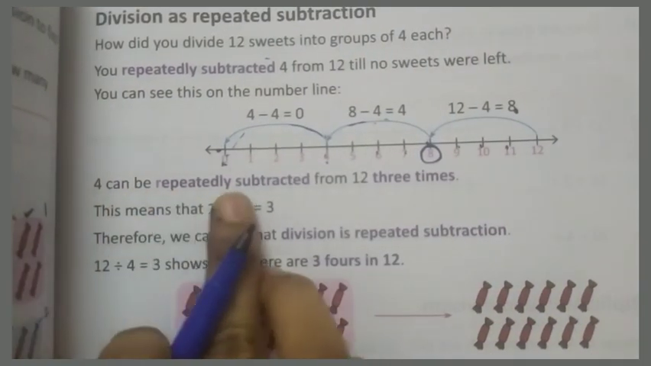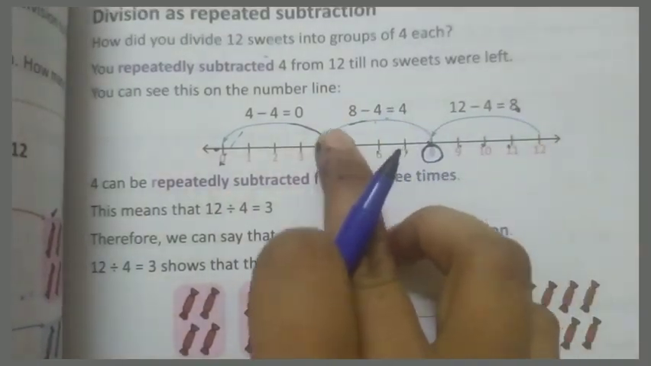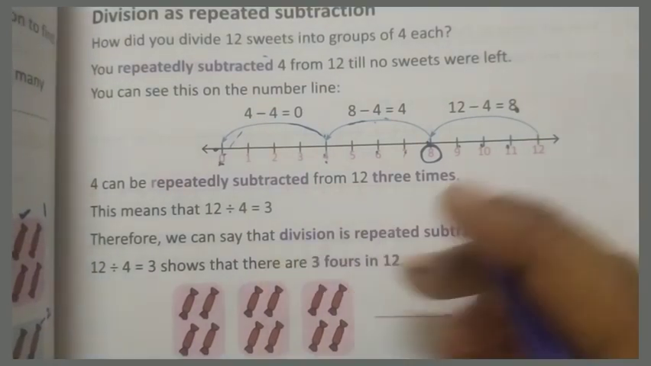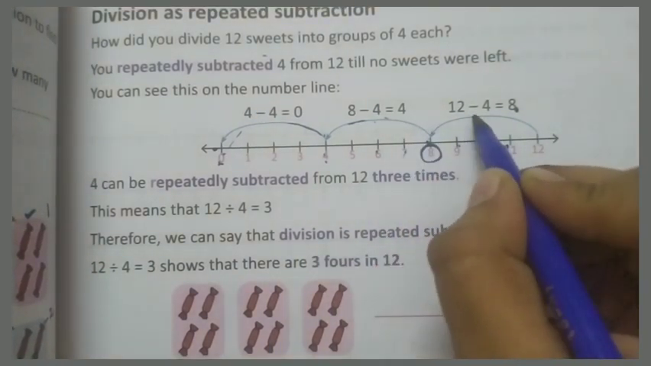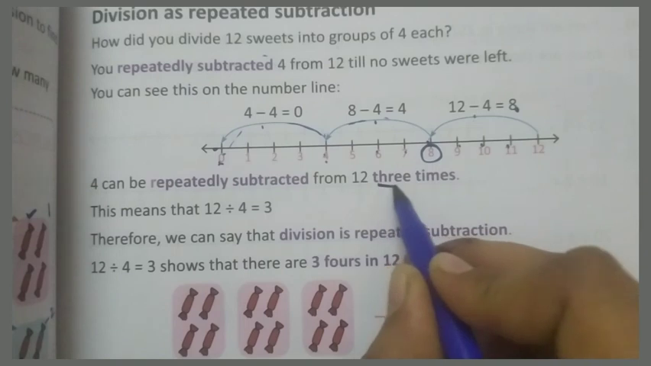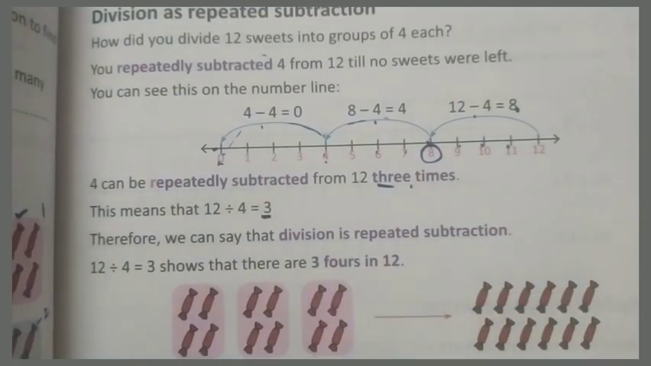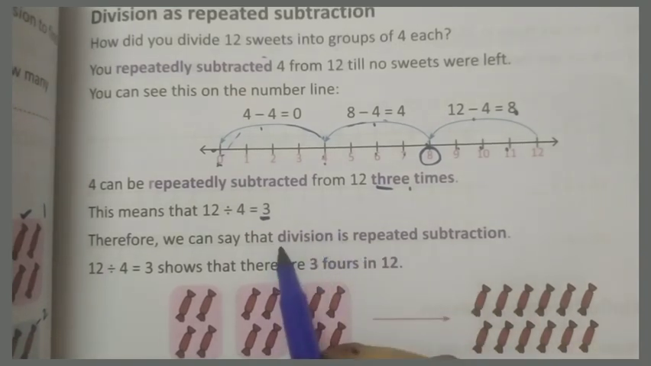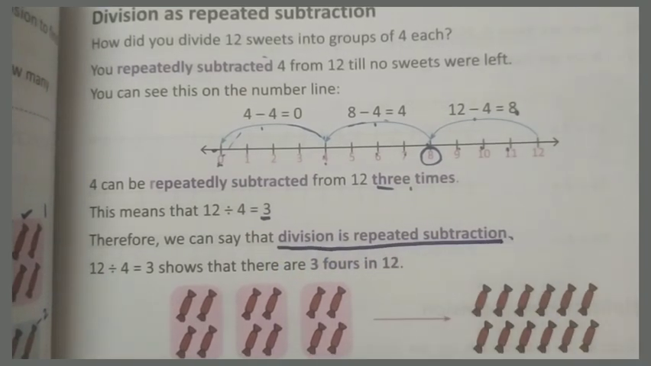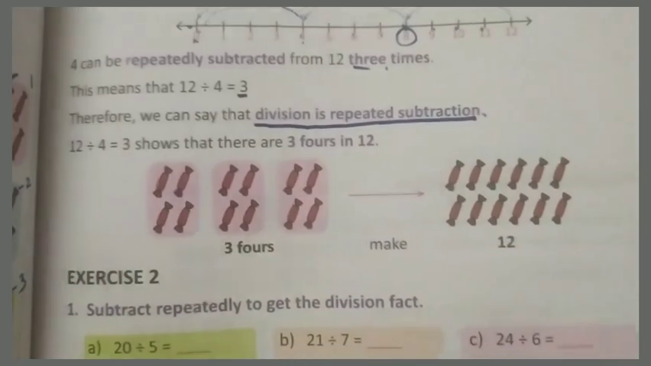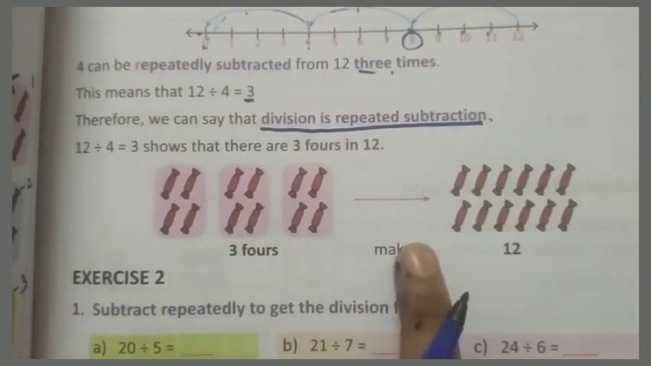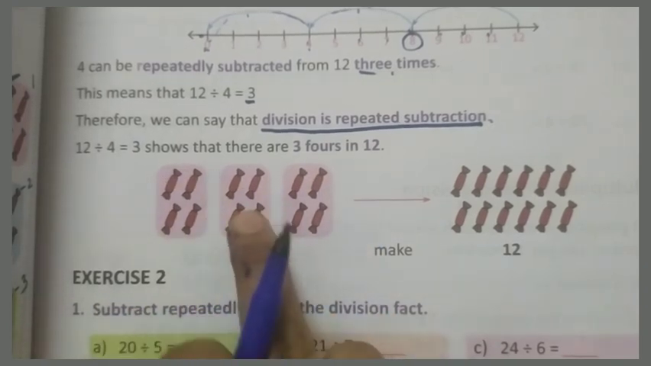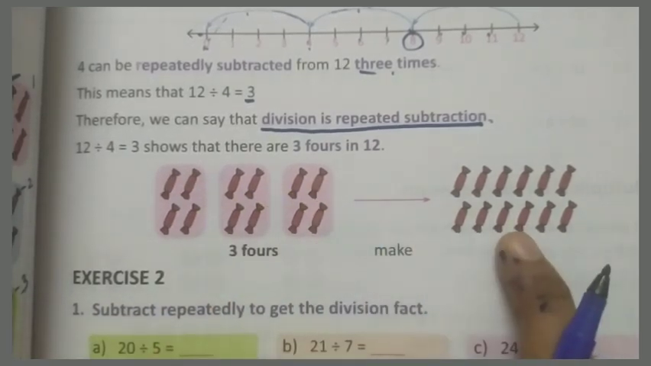Here 4 is subtracted repeatedly, again and again, from 12. How many times is it subtracted? 1 2 3. So 3 times. So 3 groups. We can say that division is repeated subtraction. 3 fours make 12. 3 groups of 4 chocolates make 12.